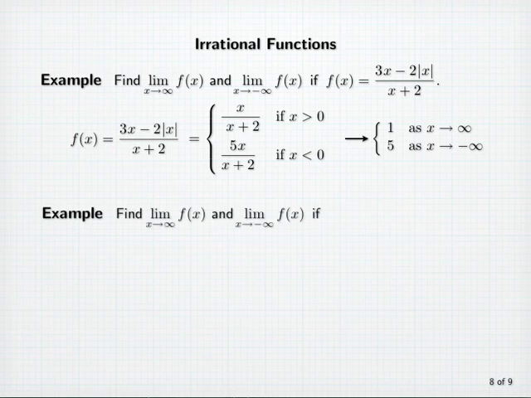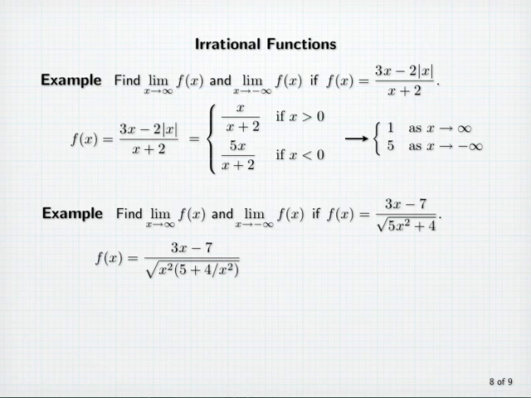Here's another example. Find the limit as x goes to infinity and the limit as x goes to minus infinity for the function f of x equals 3x minus 7 divided by the square root of 5x squared plus 4. Let's first factor out x squared from the two terms inside the radical in the denominator. 5x squared plus 4 is equal to x squared times (5 plus 4 divided by x squared). Now let's rewrite the denominator as the square root of x squared times the square root of 5 plus 4 over x squared, and rewrite the square root of x squared as the absolute value of x.